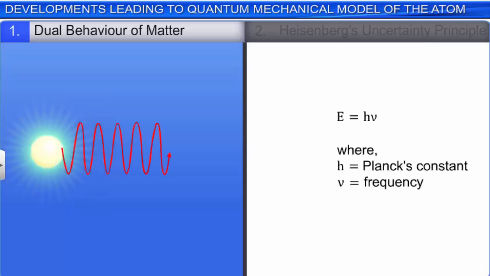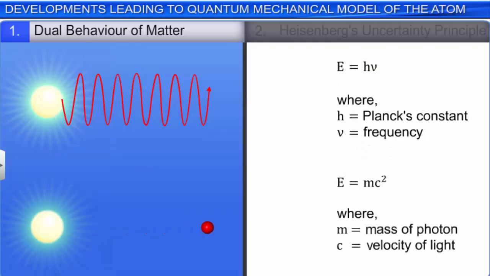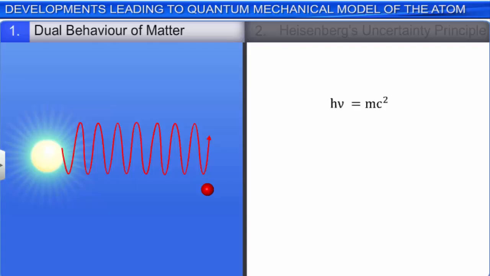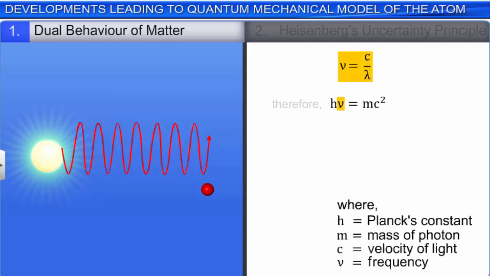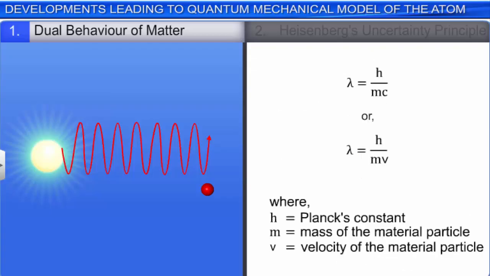A photon displaying wave character has energy equal to h multiplied by ν. A photon having a particle character has energy equal to m multiplied by c². By combining these two equations and replacing ν with c/λ, we get λ = h/mc. To generalize the equation for any material particle, c, the velocity of light, is replaced with v, the velocity of the material particle. The resultant equation is called de Broglie's equation.